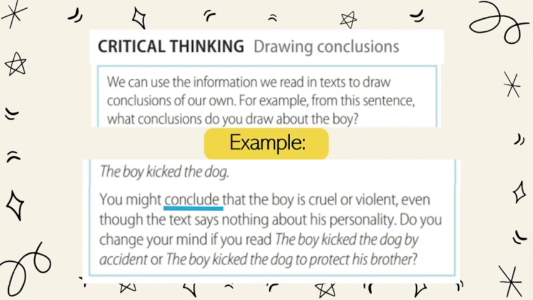Do you change your mind if you read the boy kicked the dog by accident, or the boy kicked the dog to protect his brother, right? Context is what matters. And of course, the more context you have, the better you are at drawing conclusions. There is this popular example with the boy kicked the dog, right? But the more you add, the more your opinion can change about it.